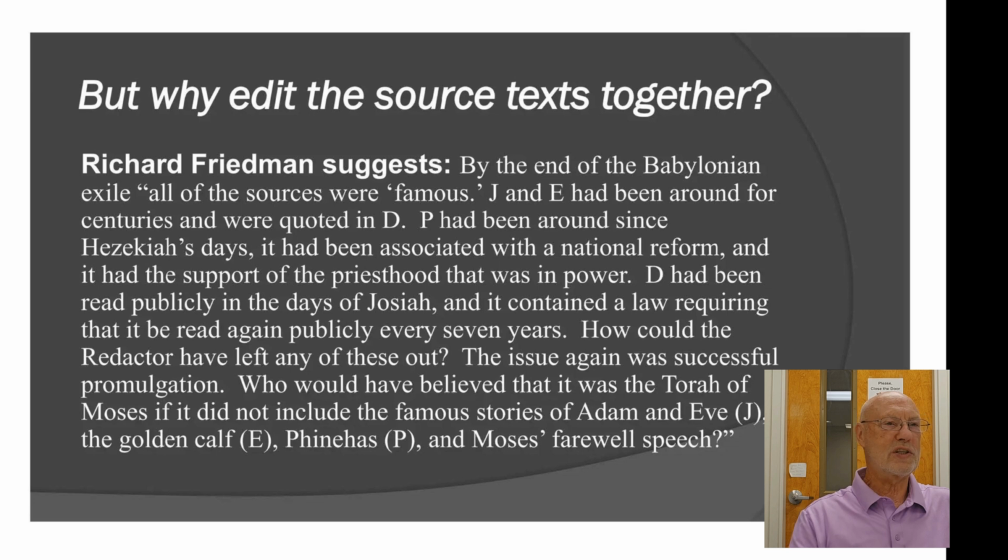All of these source texts were famous. In other words, they had been around for a long time. As I mentioned, J and E sources have been around for 250 years. D sources had been read at the time of Josiah. Remember, Josiah was the king where they found the Deuteronomic source in the temple.